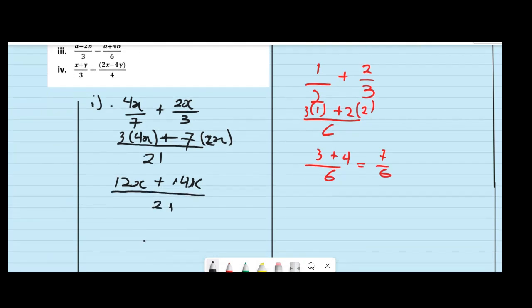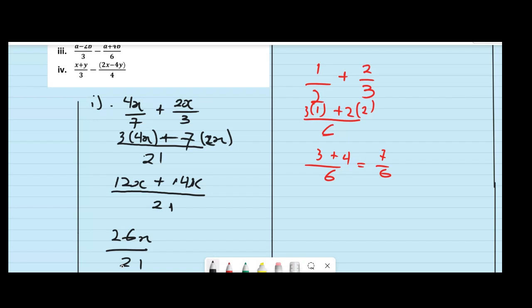Finally, 12x and 14x are like terms, so we can add them, and 12 plus 14 is going to give us 26. So we have 26x over 21, and that's the final answer. So you see, it's not difficult. You just have to find the denominator, the LCM, and then you simplify. So that's the final answer.